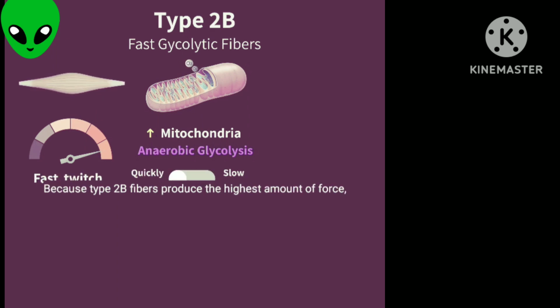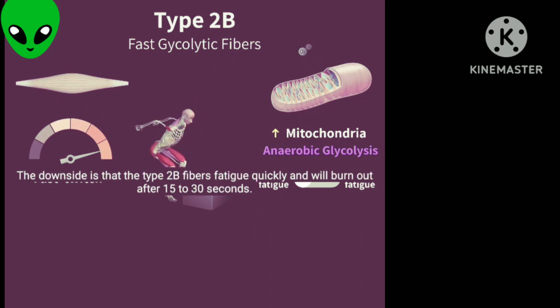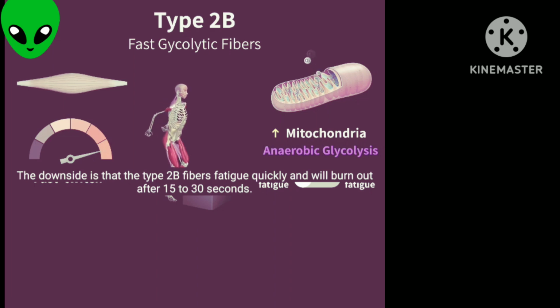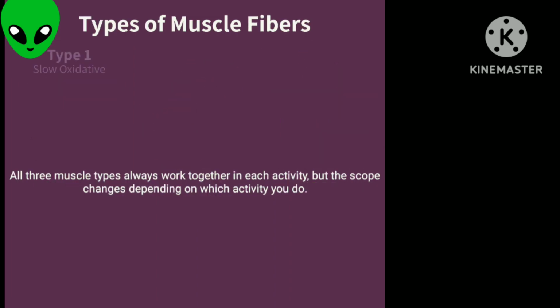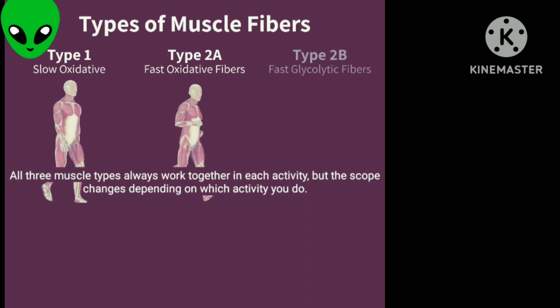Because type 2B fibers produce the highest amount of force, they are used during high-impact, heavy resistance activities such as weightlifting and sprinting. The downside is that the type 2B fibers fatigue quickly and will burn out after 15 to 30 seconds. All three muscle types always work together in each activity, but the scope changes depending on which activity you do.